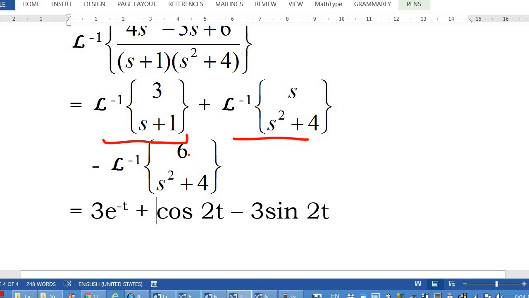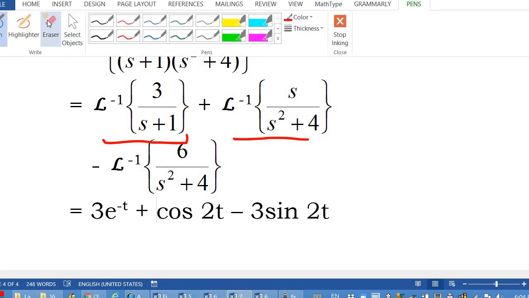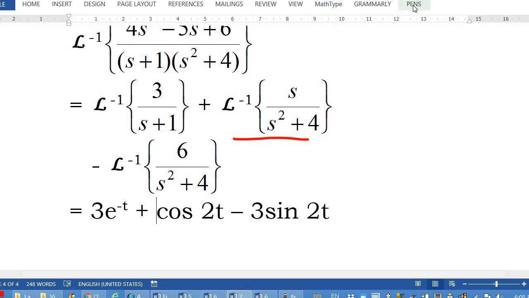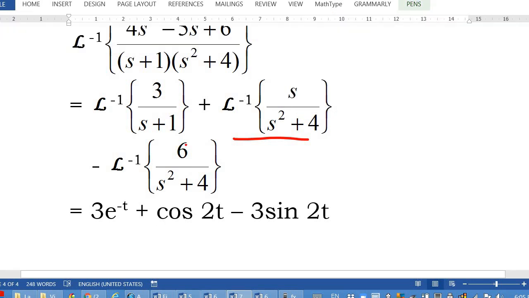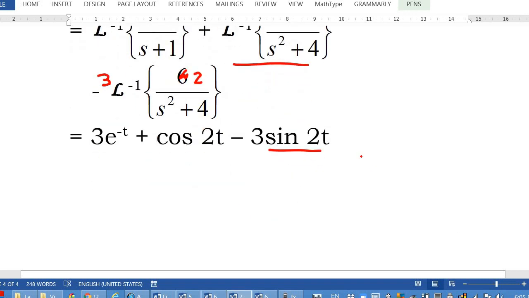For the last term, the 6 is actually, you can put it as 3 times the inverse Laplace of 2 over s squared plus 4. The inverse Laplace of 2 over s squared plus 4 gives sin 2t. So in total you have minus 3 sin 2t.